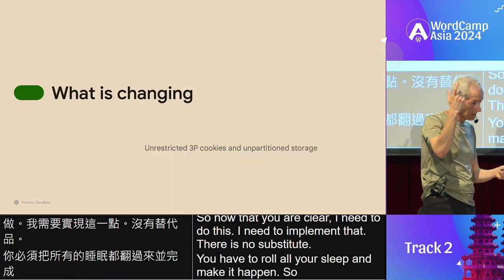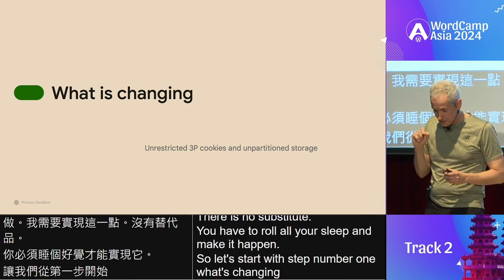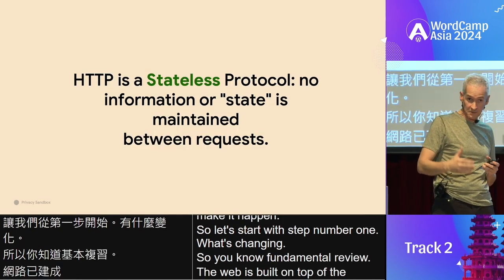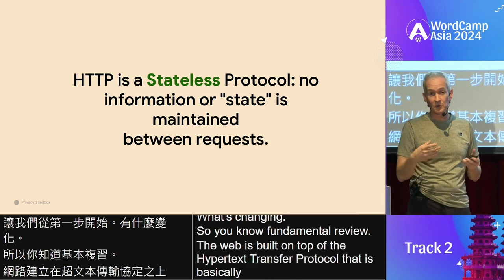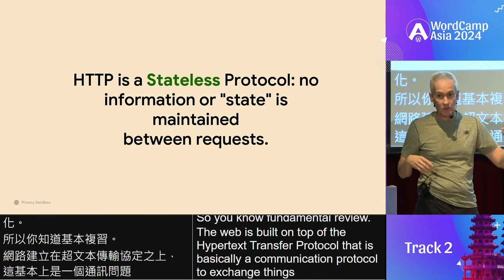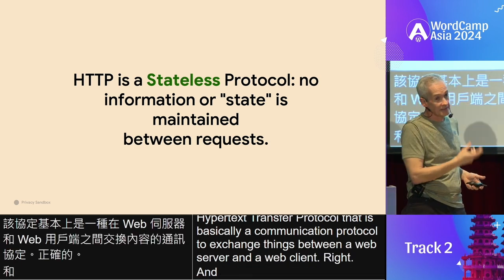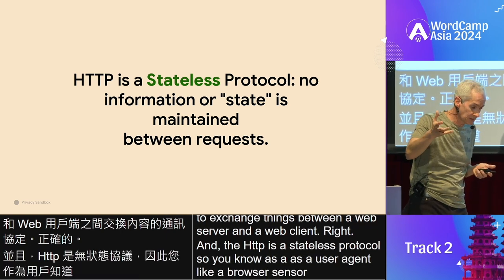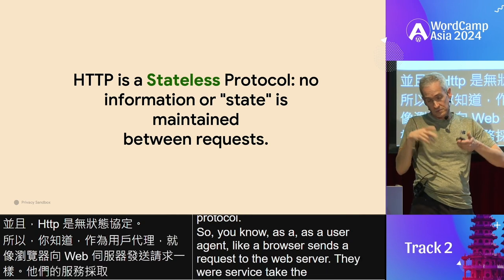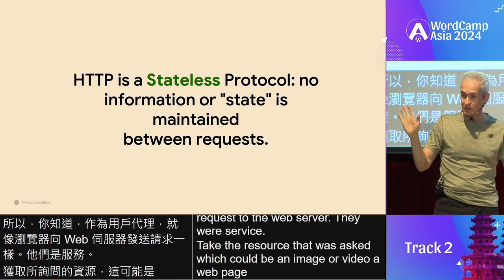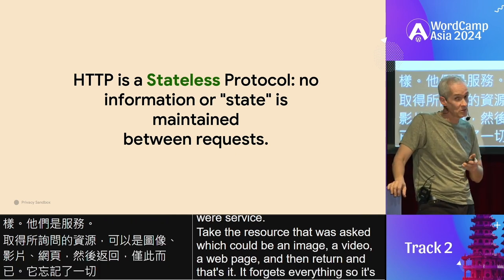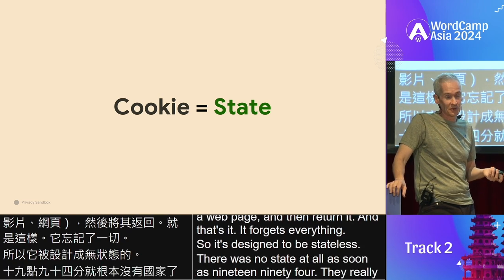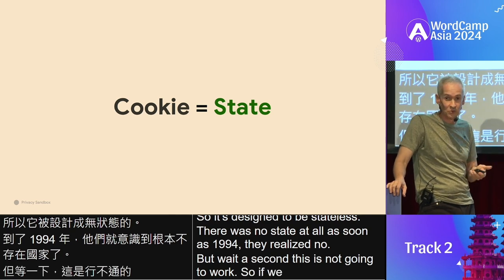So let's start with step number one: what's changing? A little fundamental review: the web is built on top of the Hypertext Transfer Protocol, which is basically a communication protocol to exchange things between a web server and a web client. HTTP is a stateless protocol. A user agent, like a browser, sends a request to the web server. The web server takes the resource that was asked for, which could be an image, a video, or a web page, and returns it, and that's it. It forgets everything. It's designed to be stateless. There was no state at all. As early as 1994, they realized, wait a second, this is not going to work. If we want to do anything useful, we need some kind of state.